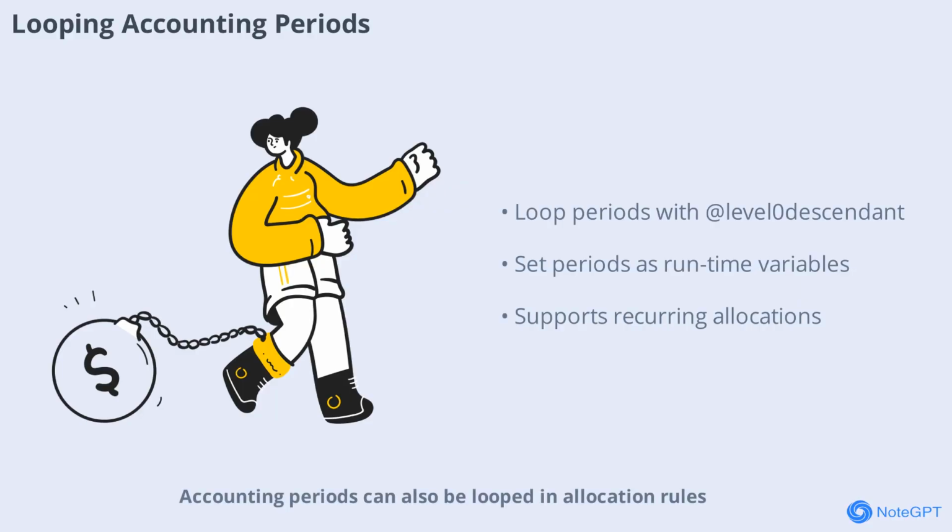Counting periods can also be looped in allocation rules. You can use functions like to select all quarters or specify periods individually in the POV. This flexibility allows you to target specific timeframes for your allocations.